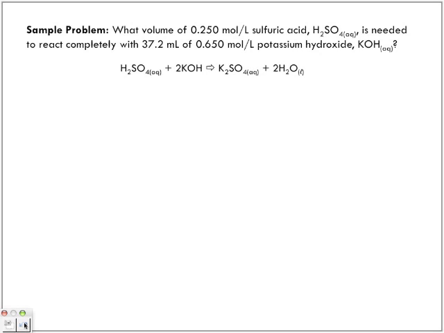And just to save you guys the time from having to balance it, because remember, you always have to balance, because we want to find out ultimately the mole ratio between what we've been given and what we need to find. All right? So take a moment and work on this problem.